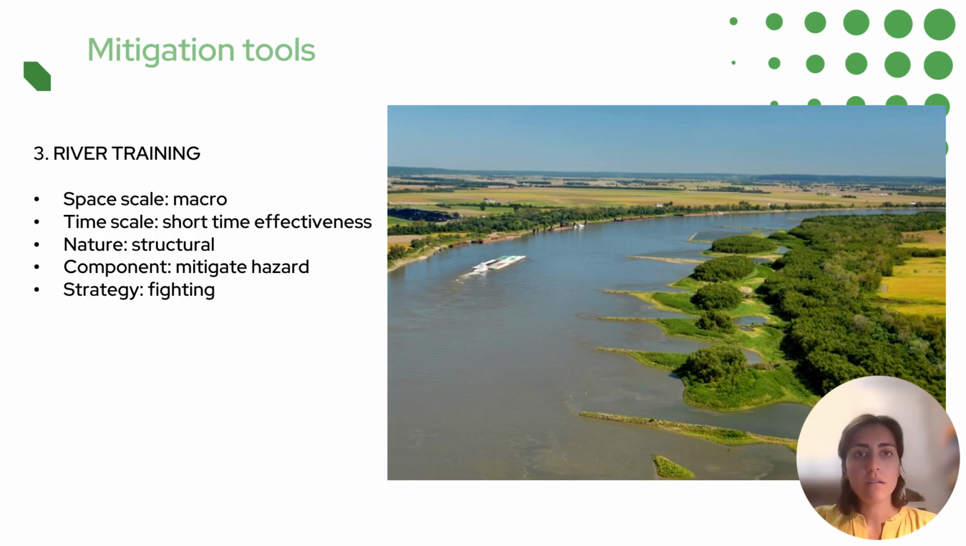River training, instead, represents structural measures. It is applied at the macro scale and has short-term effectiveness, since rivers are dynamic systems that constantly change. River training includes interventions like embankments, levees, or groins that guide and control the river's course. The main objective is to mitigate the hazard by modifying the channel geometry and flow conditions. As in the previous cases, this is also a fighting measure, aiming to directly control the hazard.